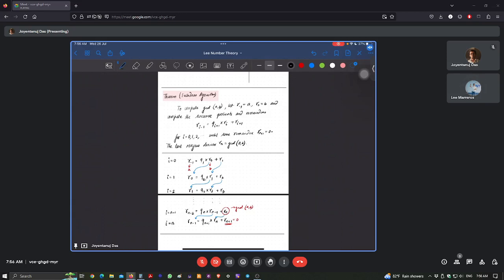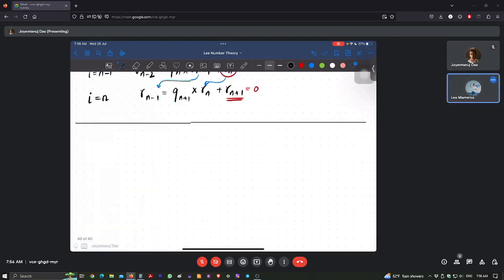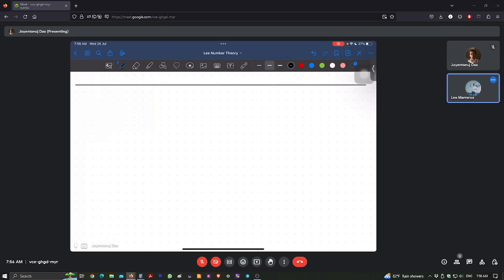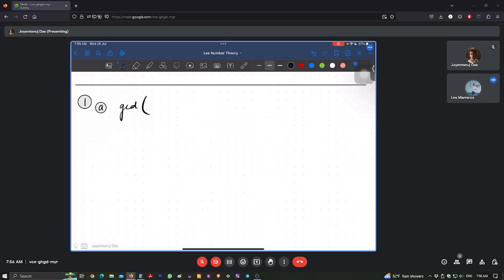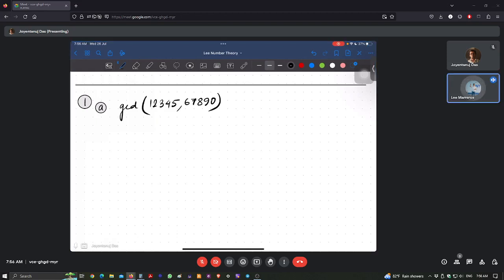The first exercise, they are asking to compute the GCD. There are 2 parts. Let us do at least 1 part for practice. We have to compute the GCD of 12345 and 67890. Tell me what will be the steps. It should be the other way, right? Yes, the bigger number you have to take.